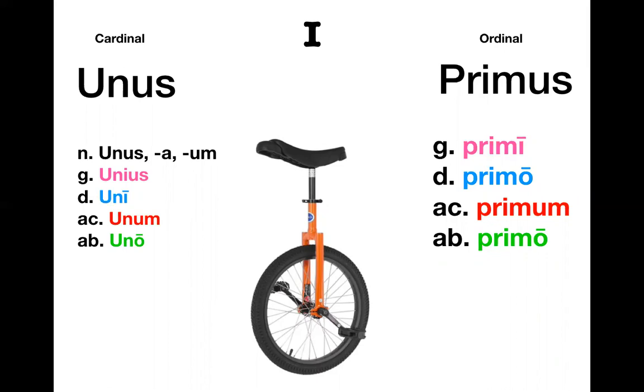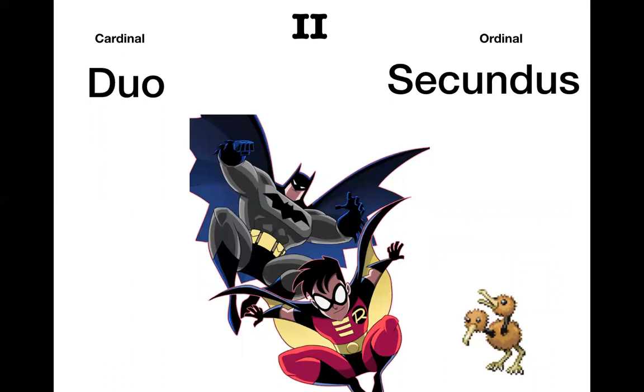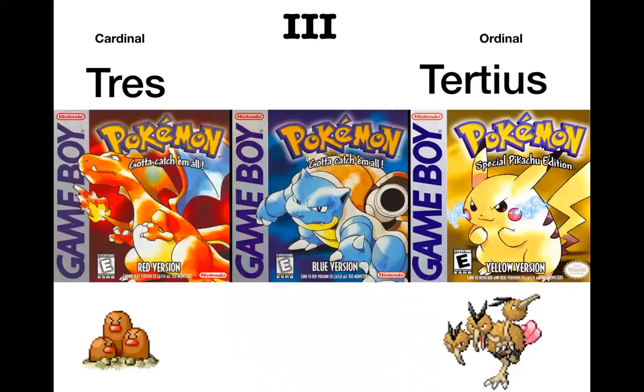And then primus is first, the ordinal version of this. Duo for two. What else would it be? A duo is a word for two people in English. Secundus, it means second. Go figure. Tres, well, it looks like three, kind of, right? And tertius, what else would tertius be? In this context, if you know it's a number, you just have to remember that that is the ordinal version. That means third versus tres, three.